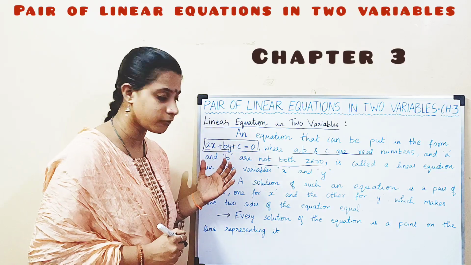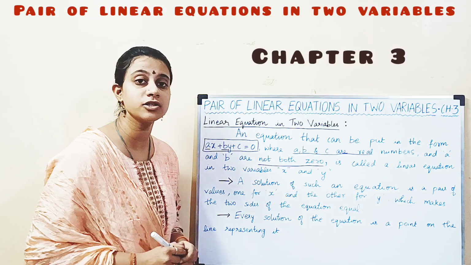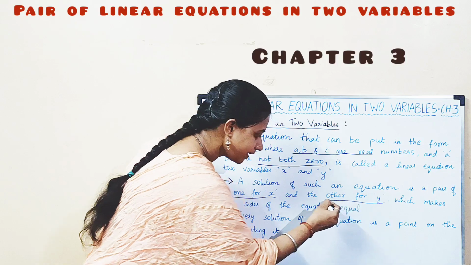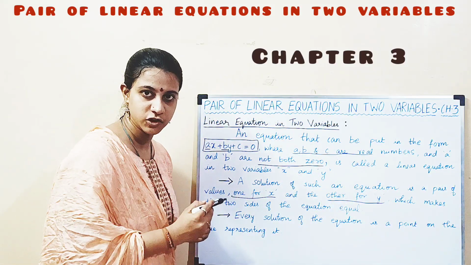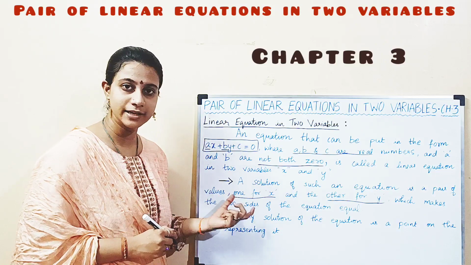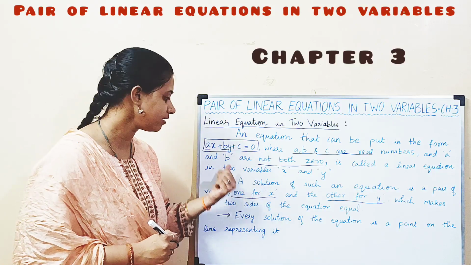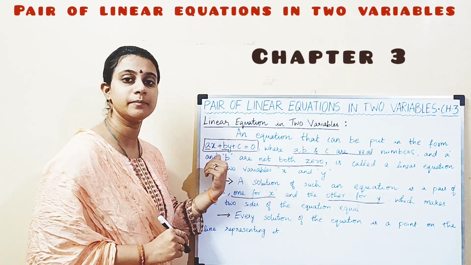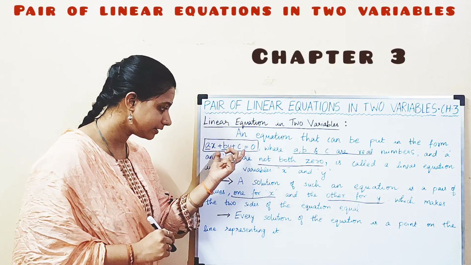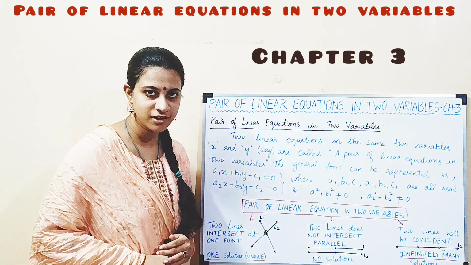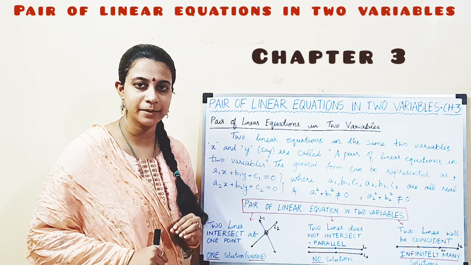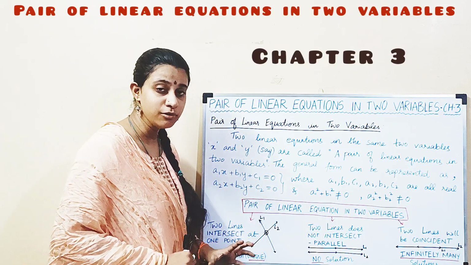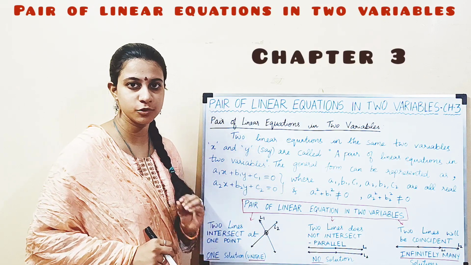Now coming to the solution of this equation, a solution of such an equation is a pair of values, one for x and the other for y, which makes the two sides of the equation equal. Such a pair of values, one for x and one for y, will be called a solution of this linear equation. So every solution of this equation will be a point on the line representing this equation. We now saw that a linear equation in two variables can be represented as ax plus by plus c equal to 0. So now, what is a pair of linear equations in two variables?